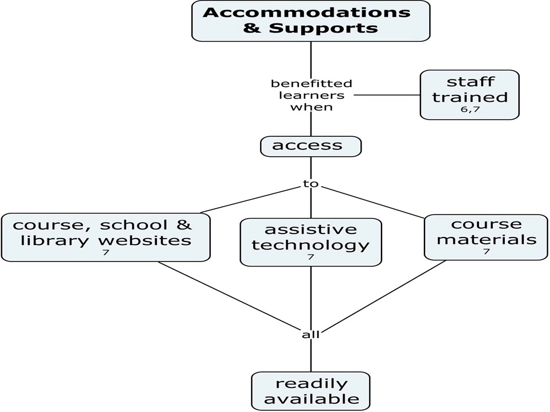Accommodations and supports benefit learners in online environments when staff are effectively trained with a variety of technologies. Special needs learners and those with disabilities benefit from access to institution, course, and library websites that are easy to navigate, when assistive technology is readily available, and when course materials are available in a variety of formats.